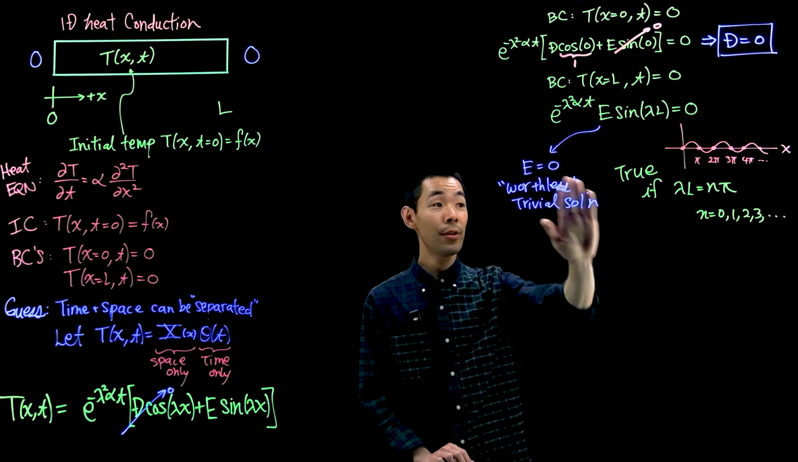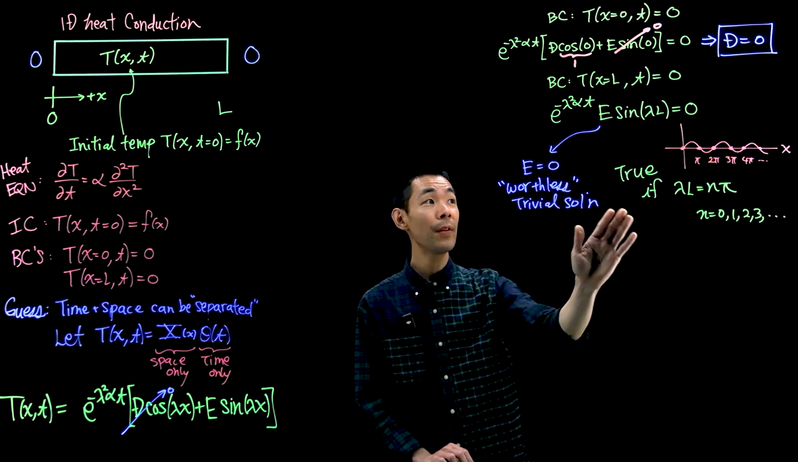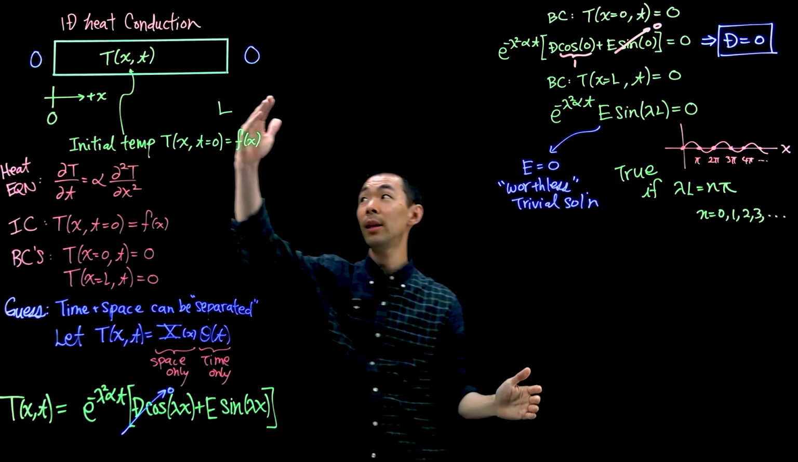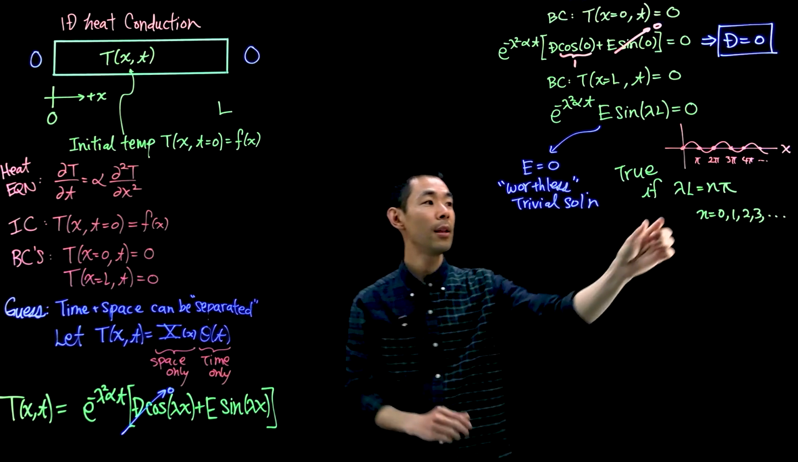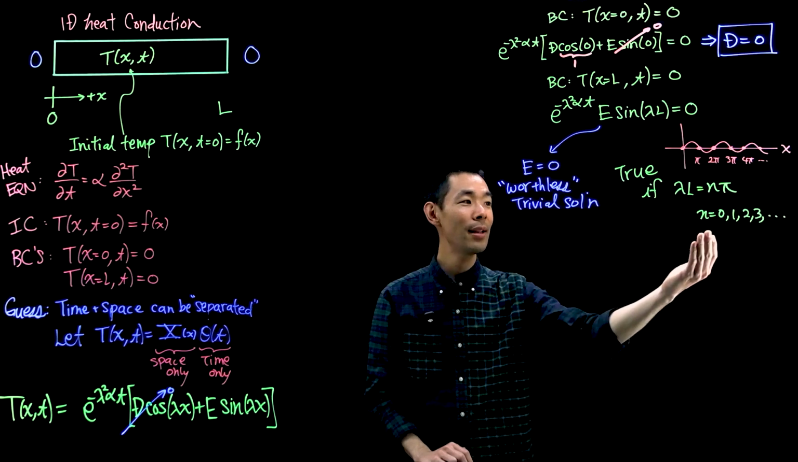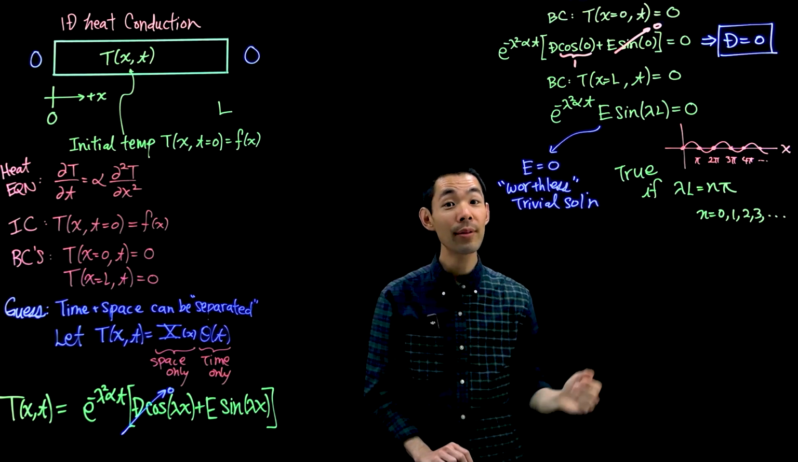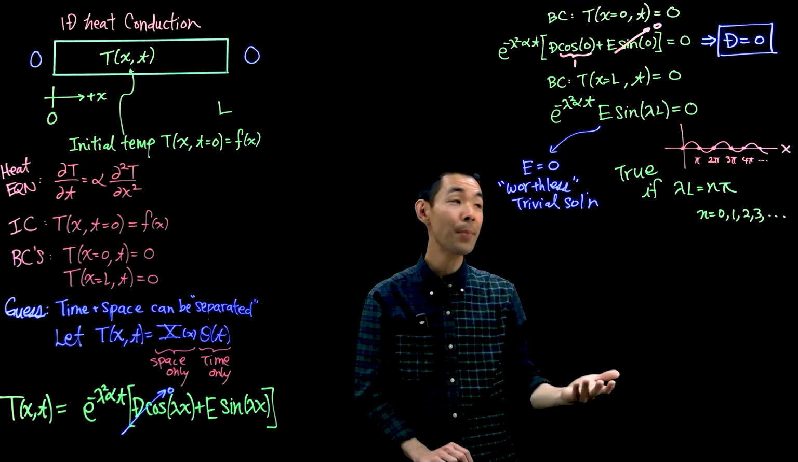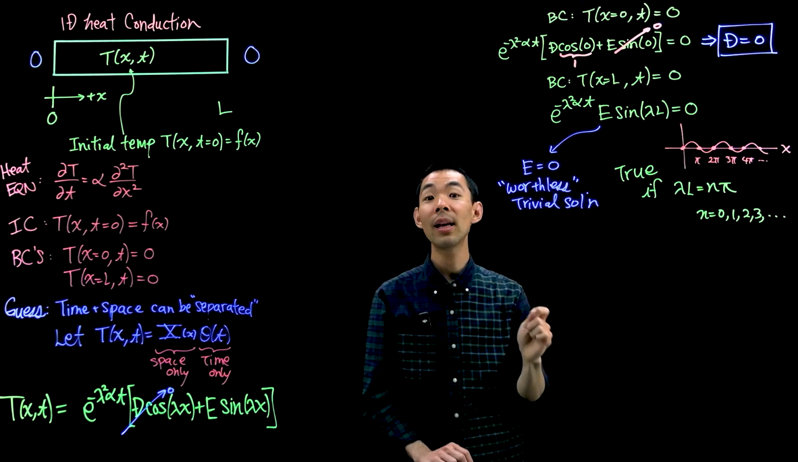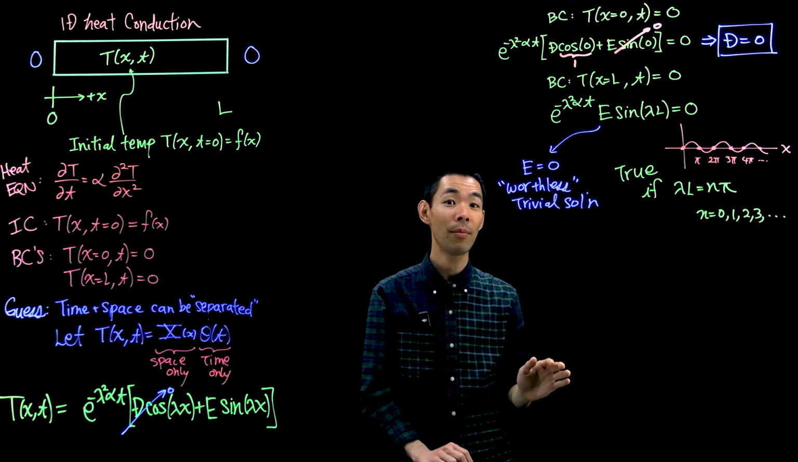So this boundary condition will be true if the argument inside the sine, lambda times L, the size of the domain, if that was equal to n times pi, where n takes on integer values, then absolutely, because you would just have sine of n pi, and sine of n pi is equal to 0.